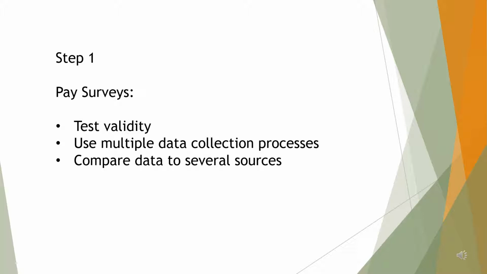And some rules of thumb is you want to make sure that the data you are using is valid. So you want to test the validity. And you want to make sure that you're collecting data from several different ways, different collection processes, or different organizations collecting the data for you. And then another best practice is compare your data to several sources. Again, that brings us back to the validity. We want to make sure that this is valid and reliable information, because this is going to be our starting point for our compensation pay level plan.